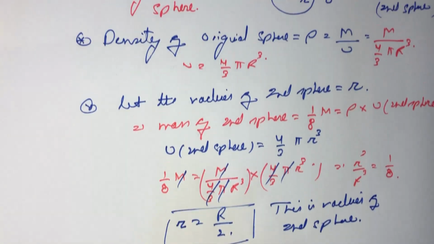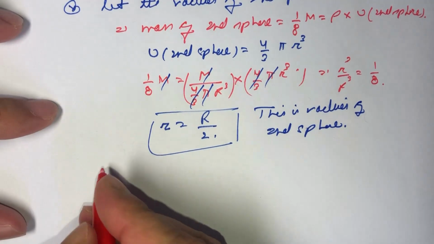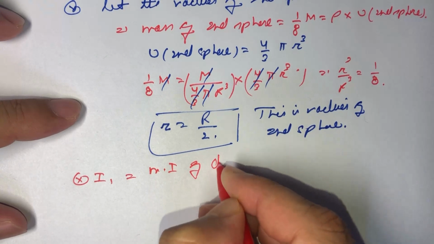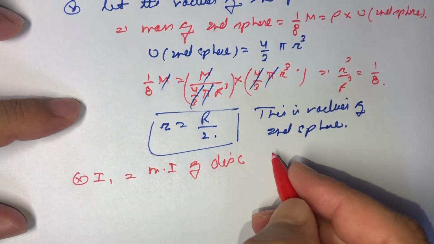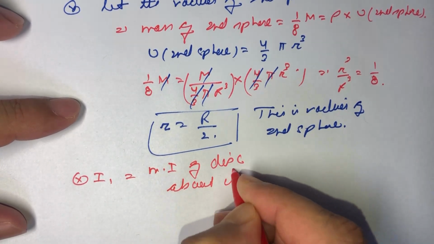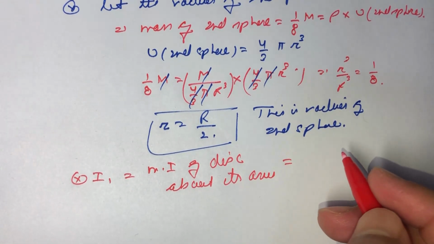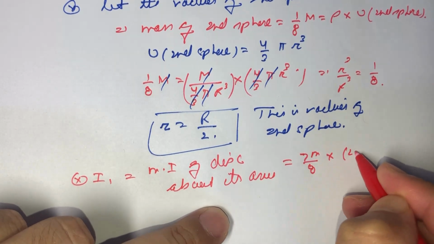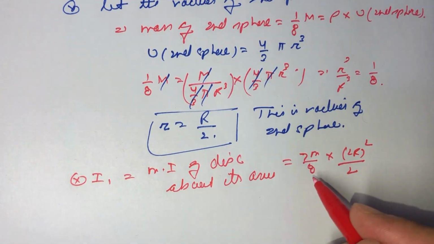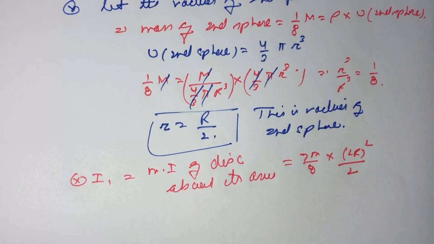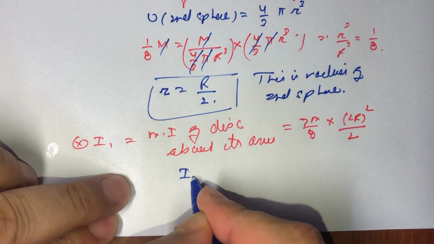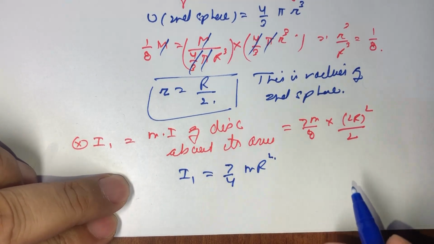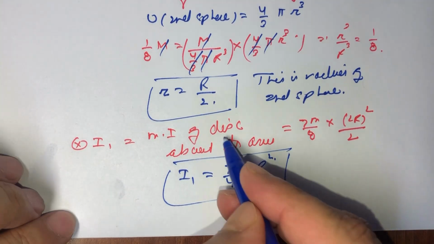Now we are supposed to find the moment of inertia. I1 is for the disk. So I1, which is the moment of inertia of the disk about its axis, will be equal to the mass, 7m by 8, multiplied by the radius, 2r, squared, and divided by 2, since it is 1 by 2 m r square. So we can solve it further. We get I1 equal to 7 by 4 m r square. So this is the moment of inertia for the disk.